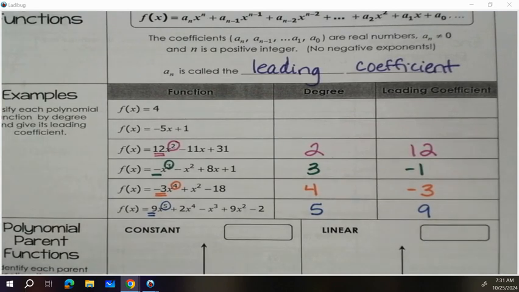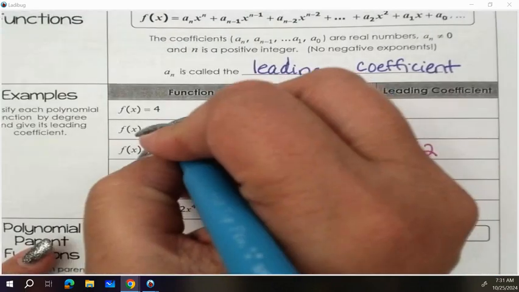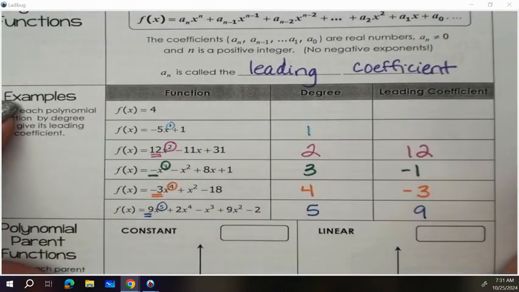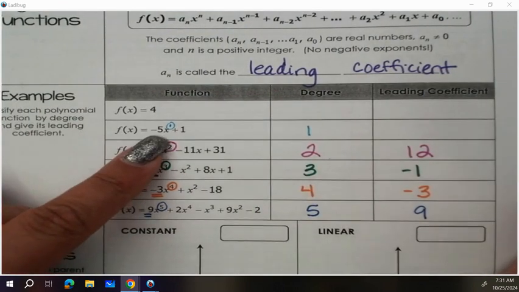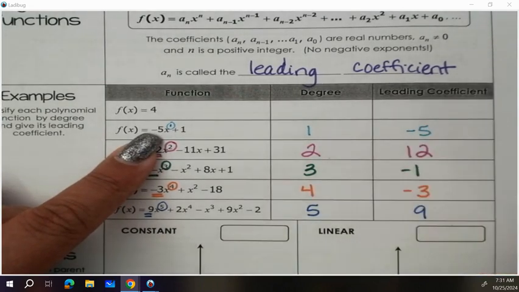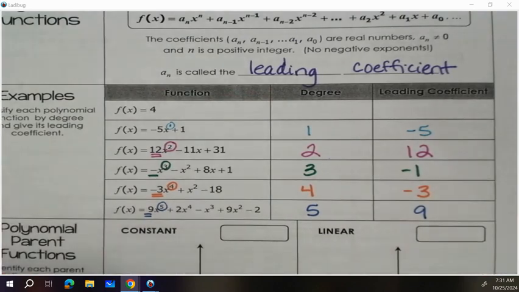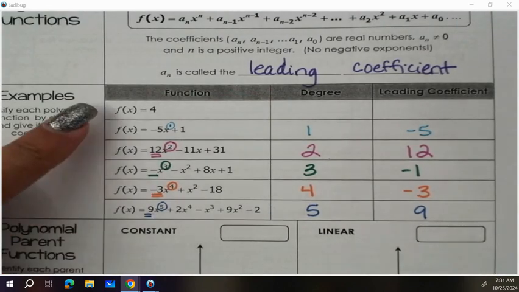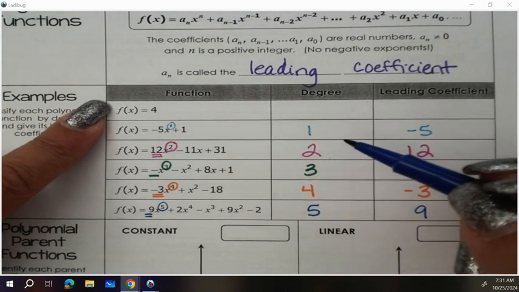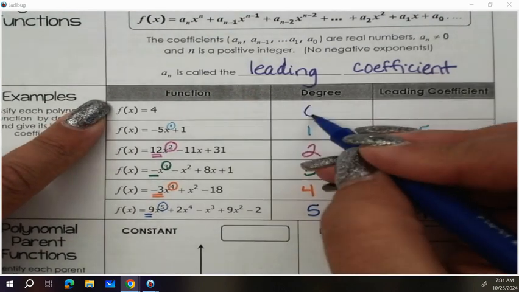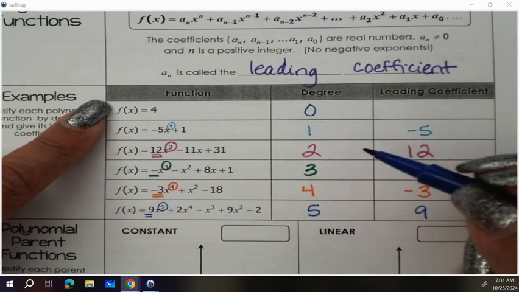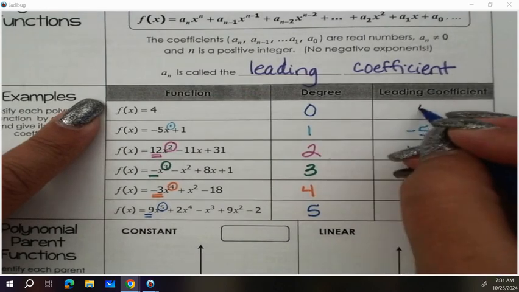This one is degree 1. Remember, this x has a 1 right there. We just don't put it. It's called linear, degree 1. This would graph a line. We know that. My leading coefficient is the -5. And as to not be confusing and having started with this one, what's my degree here? 0. Good. Yeah, this one is a constant, right? It doesn't have a degree with it. It's of degree 0. And your leading coefficient is just the 4.